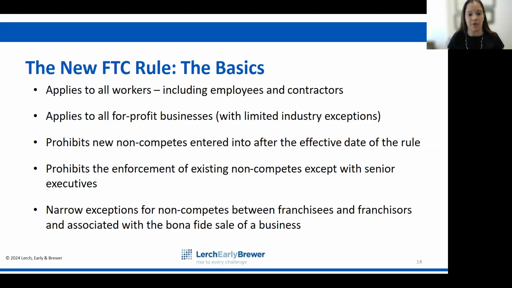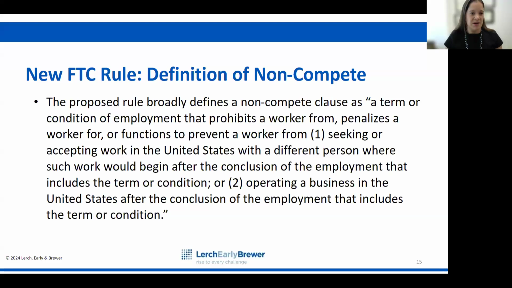These are really for a franchisee-franchisor relationship, but it's not the franchisor and their employees. It's the franchisee-franchisor. You can have some non-competes in the context of selling a business. So those are pretty narrow exceptions that if this rule goes into effect, non-competes will be very difficult to still have. So what is a non-compete?